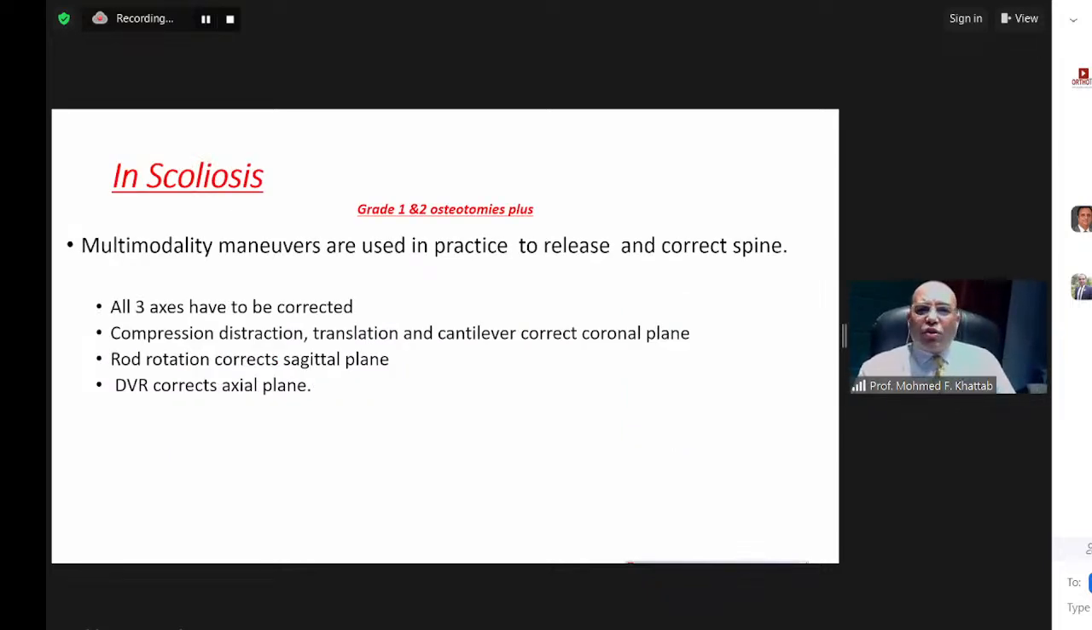So in scoliosis, usually we rely on grade 1 and grade 2 osteotomies, facetectomies, and Ponte osteotomies. And of course, we need to correct the 3 axes. And we can say that compression, distraction, translation, cantilever is helpful besides the type of osteotomies. And of course, rod rotation corrects the sagittal profile, and direct vertebral rotation corrects the axial plane deformity.